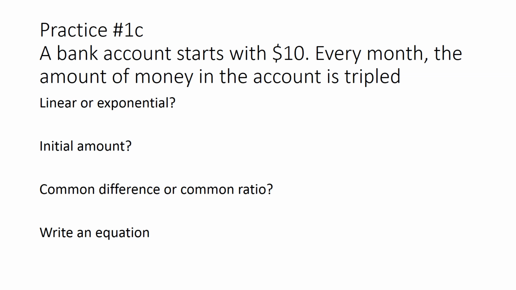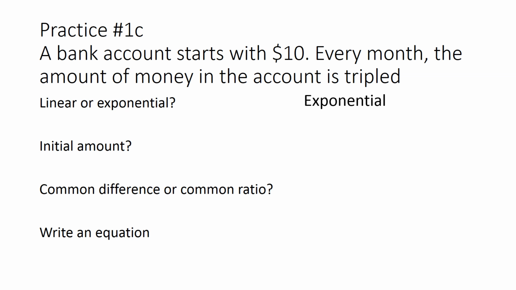Okay, in practice 1C, we have a bank account, and the bank starts with $10, and every month the amount in the account is tripled. I don't know where this bank is, but I need to find it. So is this linear or exponential? Well, because the amount is tripling each time, so that means each time we're multiplying it by 3, that makes it exponential.